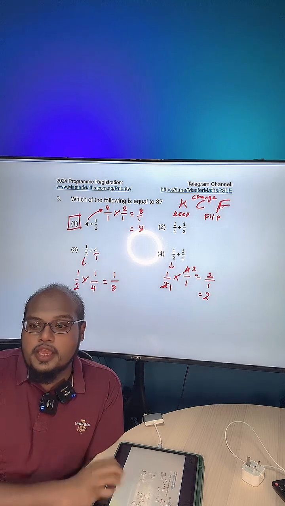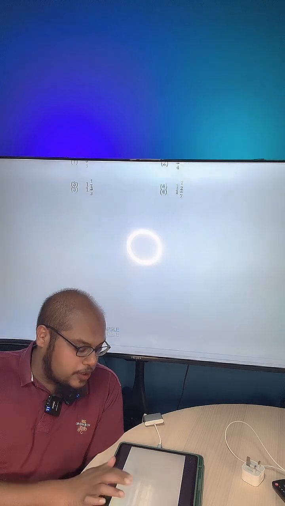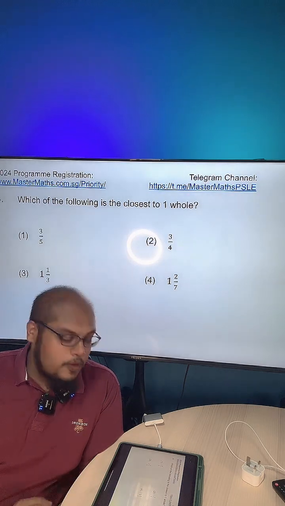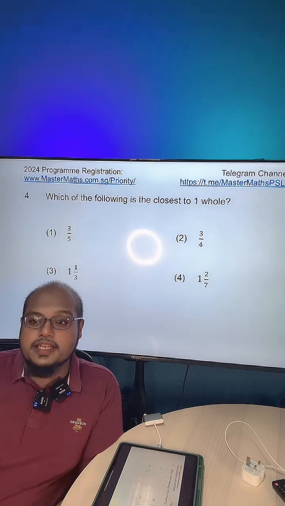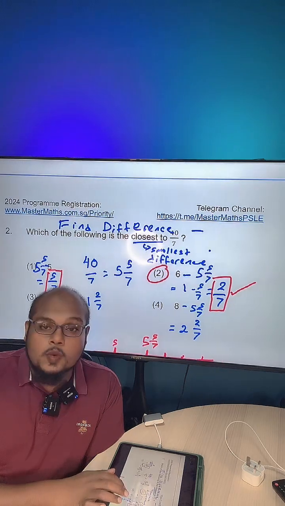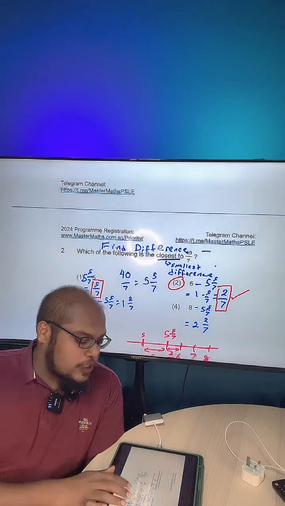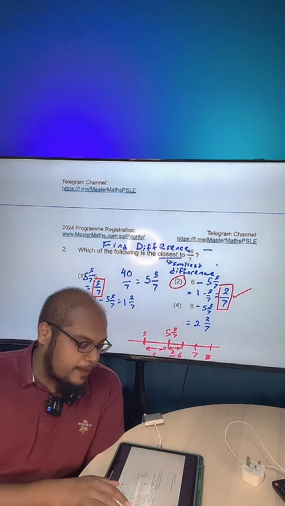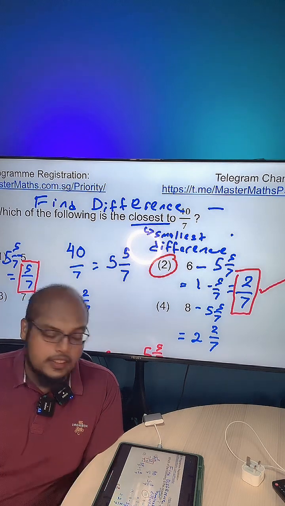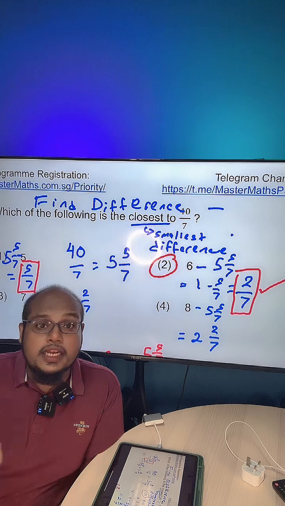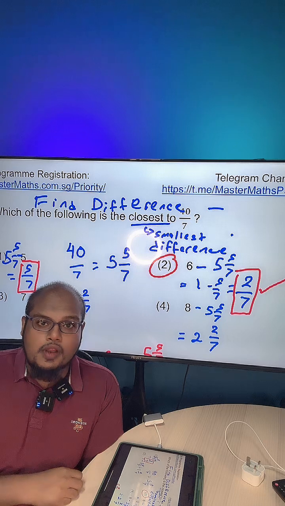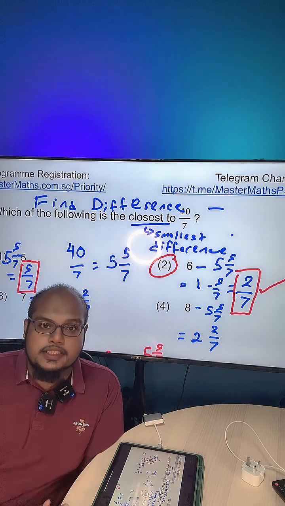Alright, I hope divide is good today. Okay, we go to question 4. You see, we have a repeat of another question. Just now remember question 2, we had this question about which of the following is closest to 40 over 7. Now we have another question about finding which is the closest. So closest, remember, just now I mentioned, we need to find the difference. We need to minus. Then, we need to find the smallest difference.